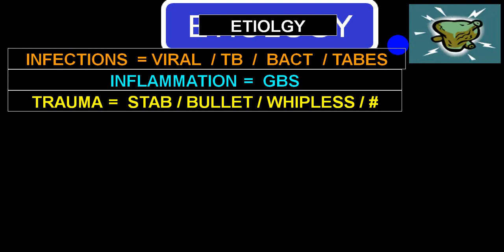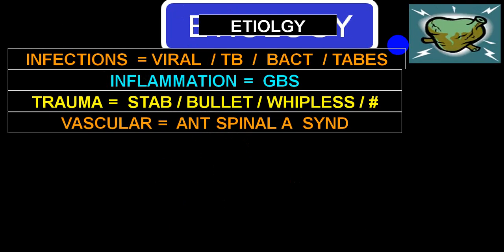We'll have a traumatic injury in the form of a stab wound injury, bullet injury, whiplash injury, or because of fracture of vertebra, etc., or even a penetrating injury. Then vascular pathophysiology like anterior spinal artery syndromes or posterior spinal artery syndrome.